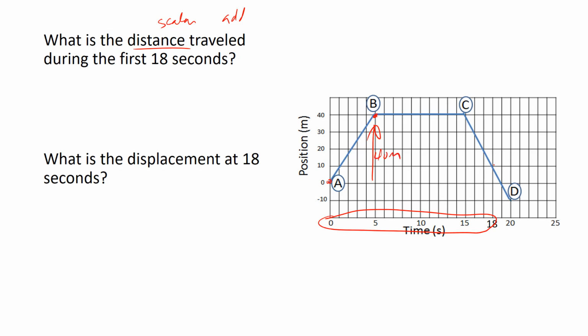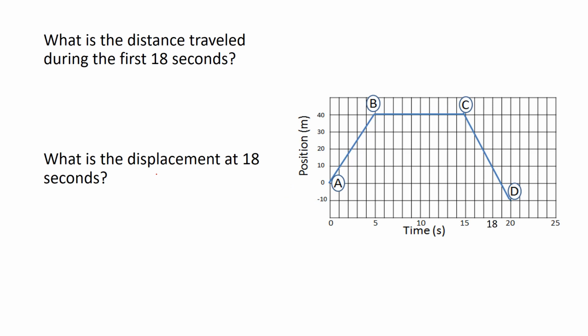And then by 18 seconds, I'm right here. Well, I rested for a little bit. I was a little tired. And then I came back and I went 30 meters. So now, what was the total distance? Well, I add up. I went 40, then I went 0, which doesn't count because I didn't do anything. And then I went 30, so it's 40 plus 30 equals 70 meters.